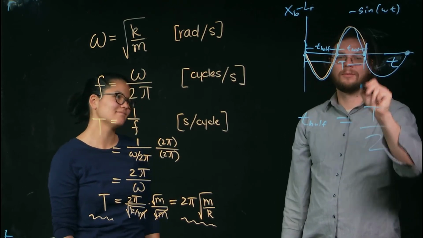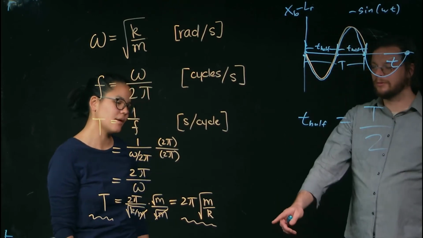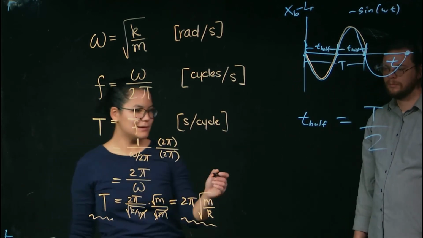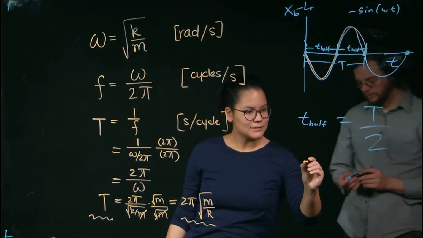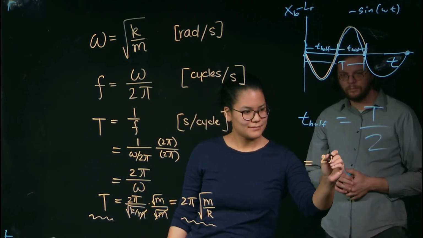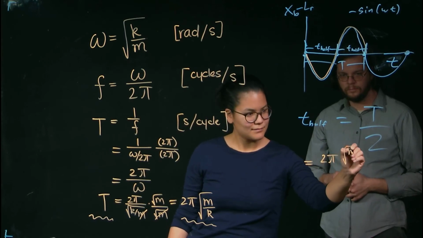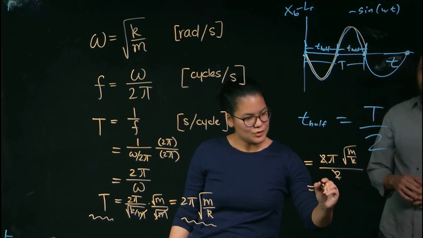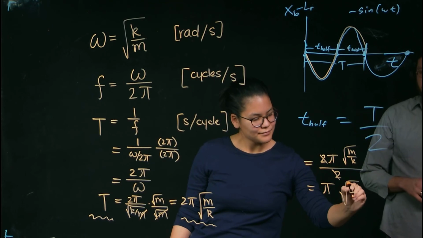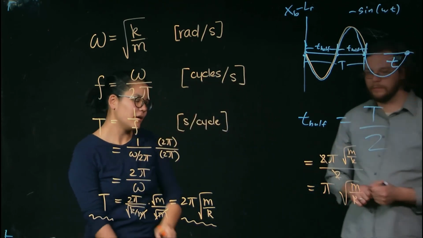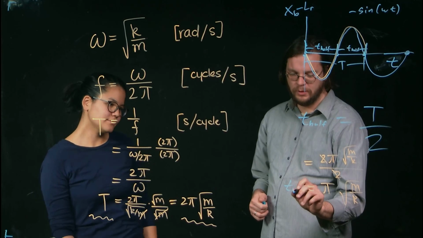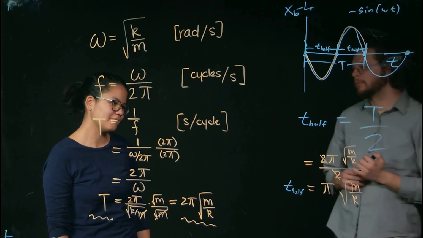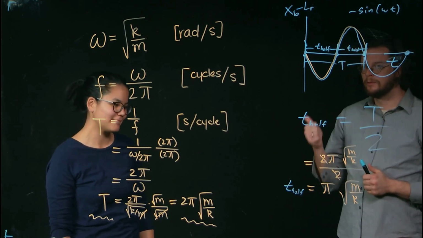This is the period. So what do we have to do to figure out our half cycle time? Just divide by 2. So that cancels. We just have pi times square root of m over k. There you go. So that's our t half. So let's stick this in a calculator and see if it matches up with what's in our program. Nice job.